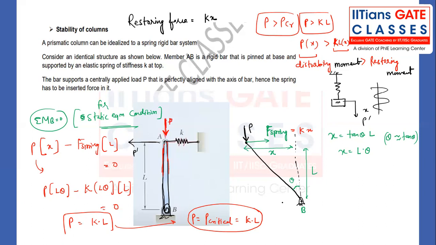So as you can see, the disturbing moment is more. If P is more than P critical, it will be continuously deforming like this. It will be continuously disturbing the system. So it is not a stable system. If P is more than P critical, that is not a stable system.